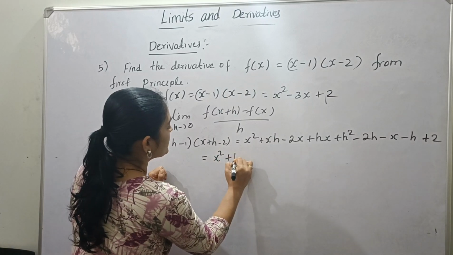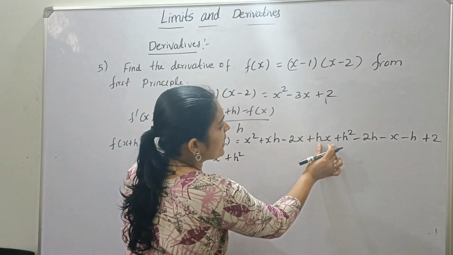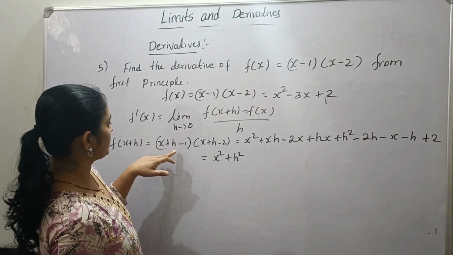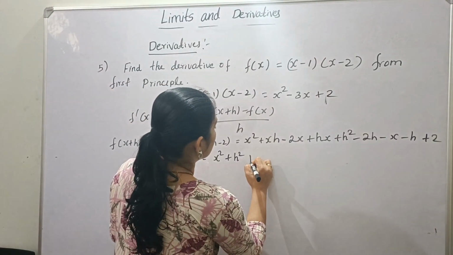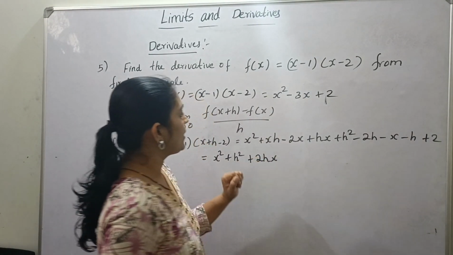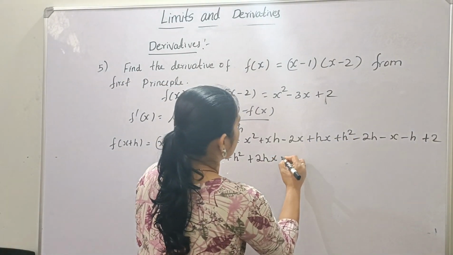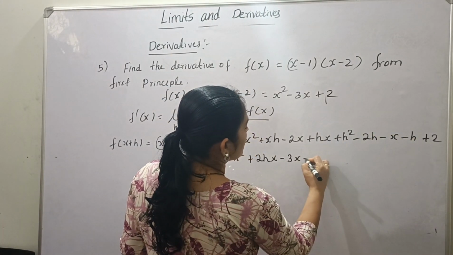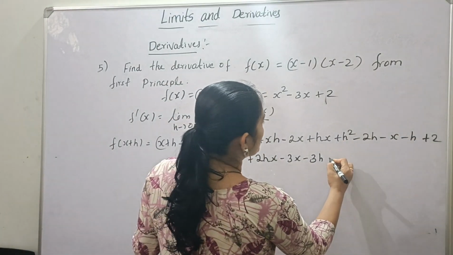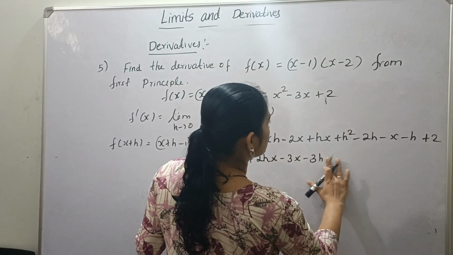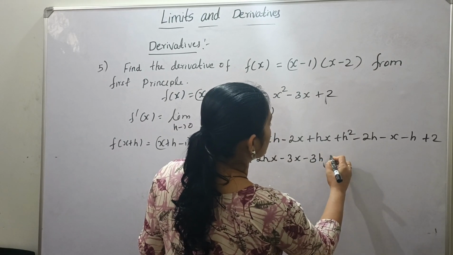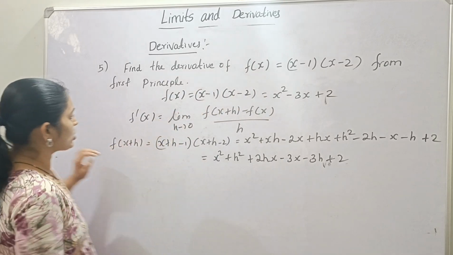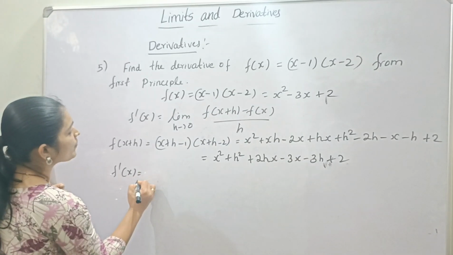That is equal to, see here, x square plus h square, xh plus xh, that is 2hx, okay. Next is minus 2x minus x, minus 3x. Here minus 2h minus h, minus 3h, and plus 2. Okay. Next let us substitute it in our equation.